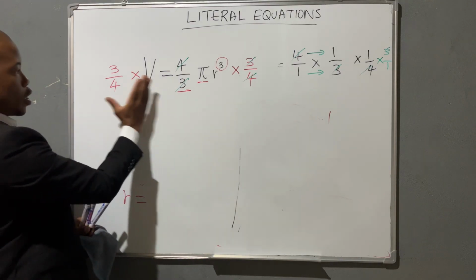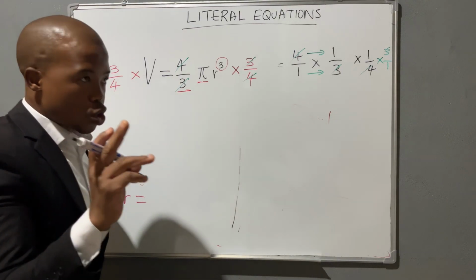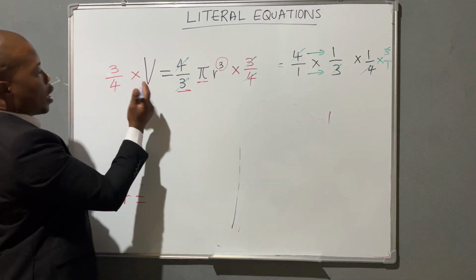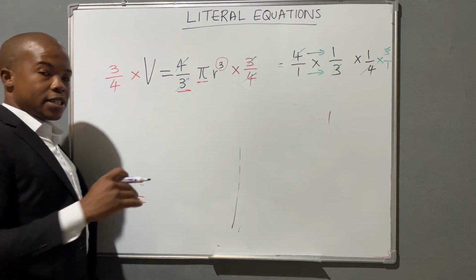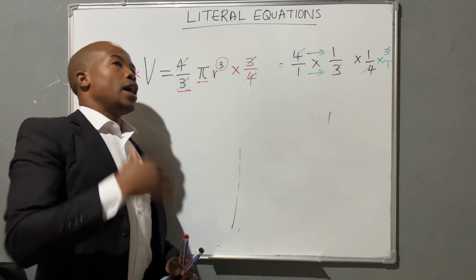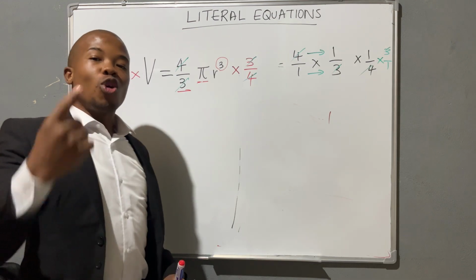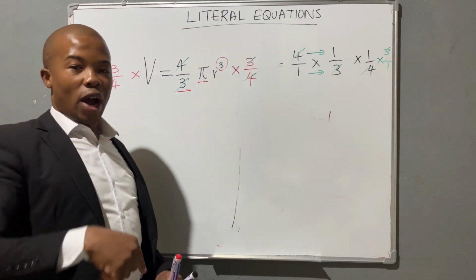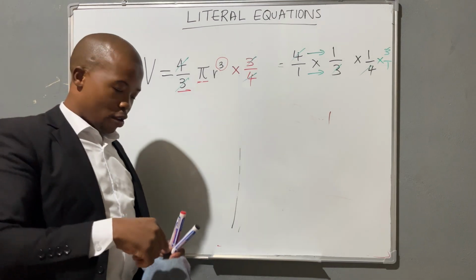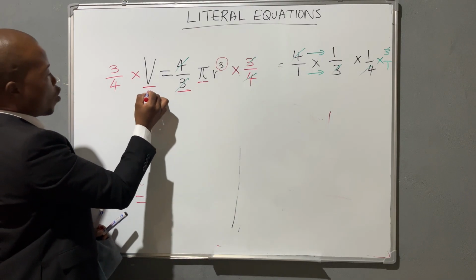And then on the left hand side, we have what? We also know that the V can be written as a fraction, right? Remember that any number multiplied by 1 is still that number. And also, any number divided by 1 is still that number or that variable, right? In this case, this V here is over 1.